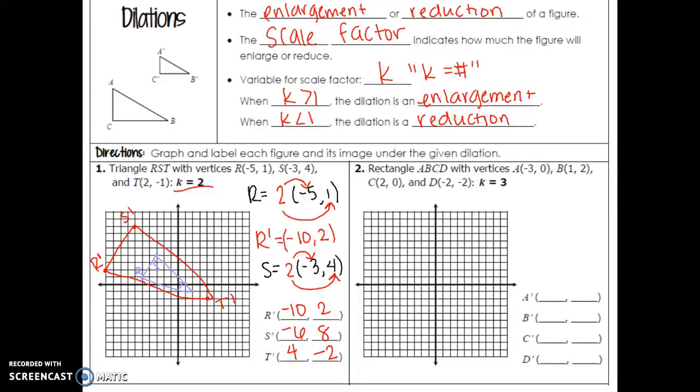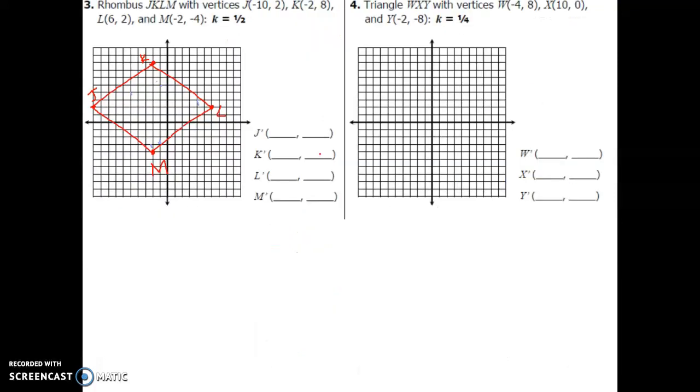Let's move on to number 3. So number 3, I've already plotted my points. And so J, K, L, and M, they do make a rhombus. And it says my scale factor is 1/2. So when it is 1/2, it is smaller than 1. So therefore, my prediction is that this is going to get smaller. If it gets bigger, then I know I've done something wrong.